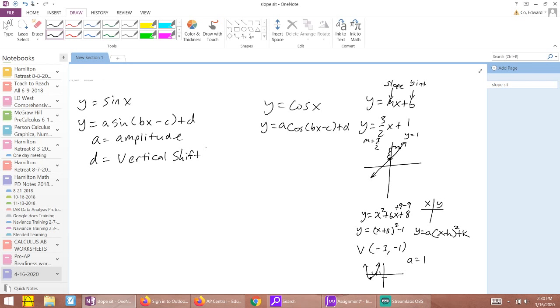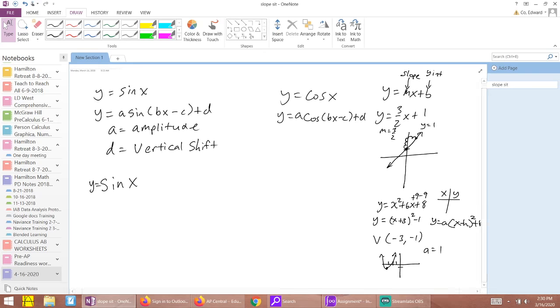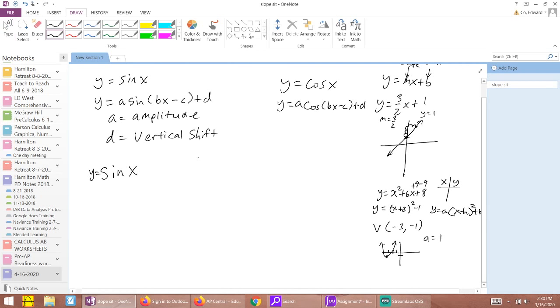Now, let's start off actually with looking at the pattern of a sine graph. So if we say y is equal to sine of x, if you guys could get a scientific calculator out, the numbers I'm going to plug in, I want you guys to try it real quick. Make sure your calculator is in what they call radian mode. So we're going to create an x and y table.